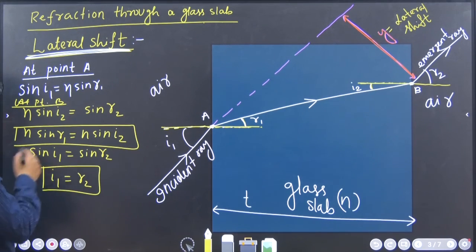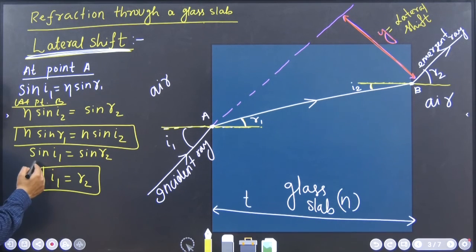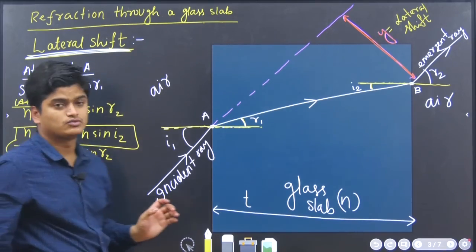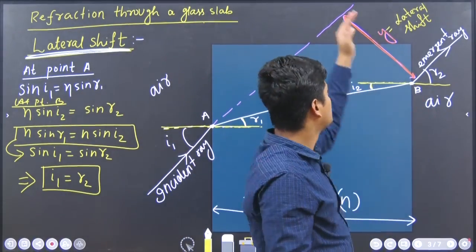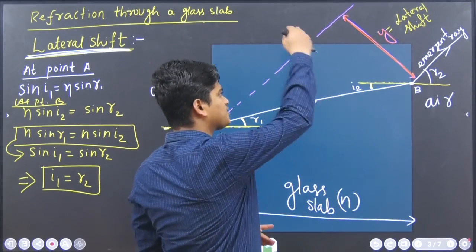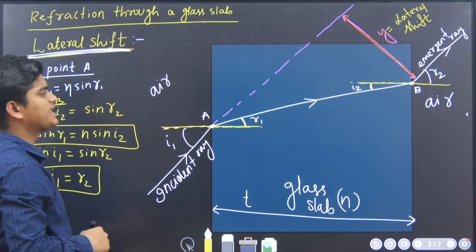Now again if these two are equal, then sin I1 is equal to sin R2, which implies I1 equal to R2. So incidence angle and emergent angle are both the same, that means these two rays are parallel to each other. If they are parallel, between them there is some distance, that is basically called lateral shift. Now we need to calculate this lateral shift.